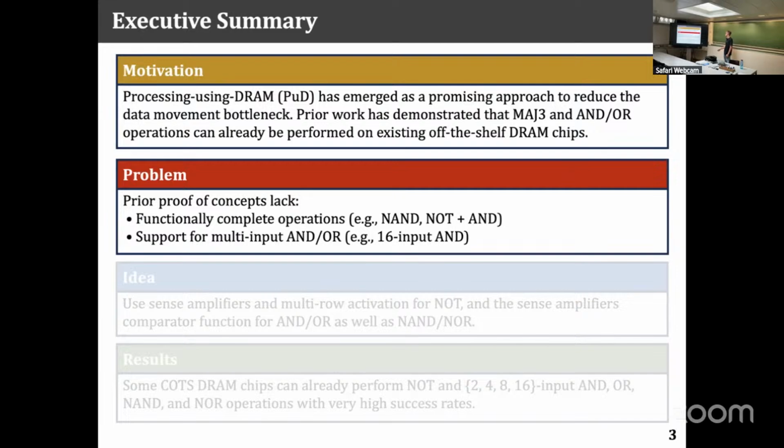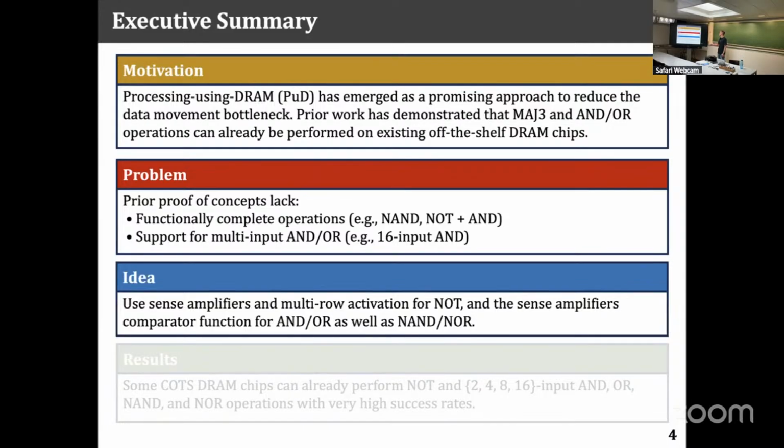So the main 2 points addressed in the paper are to extend the set of operations to be functionally complete by introducing the NOT operation in real DRAM chips, and to extend the 2-input AND and OR operations to up to 16 inputs. The key idea to tackle these problems is to use the already existing sense amplifiers, and the NOT gate contained in the sense amplifiers, to do the NOT operation in chips existing today, and to use the comparator function of the sense amplifiers to do higher-input AND and OR functions.